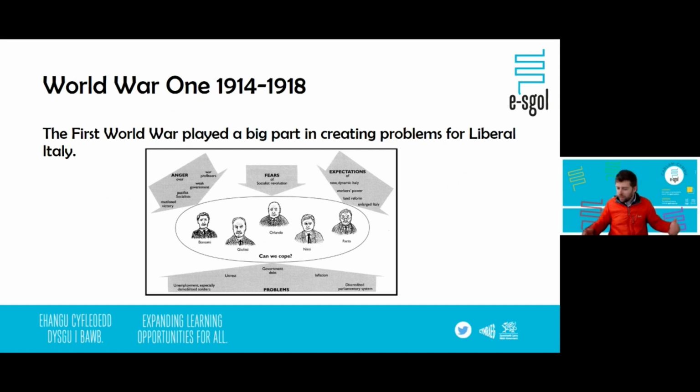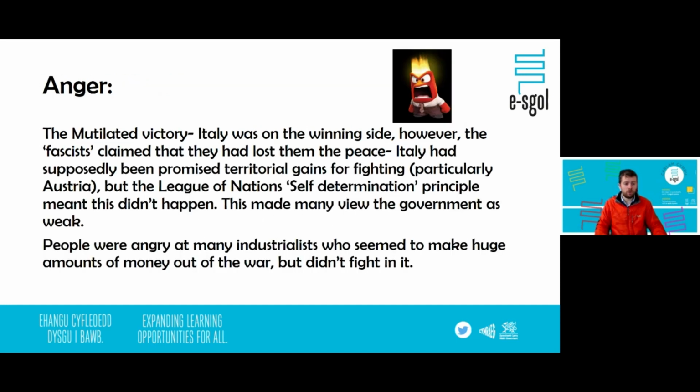Now, to add to all of this, to just throw all this up in the air, we throw in that little event, which is the First World War. Now, this played a big part in creating problems for liberal Italy, whether it's the anger created by it, the fear, the expectations, that creates more problems again. So what was the anger?